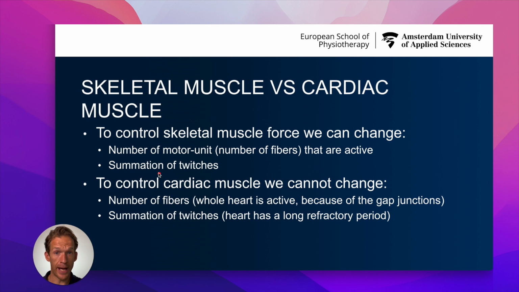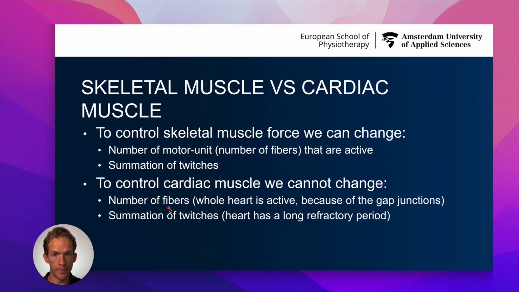The summation of twitches happens in skeletal muscle cells. So we always have this tetanic contraction that will push up the force output of a single cell more than after a single twitch. But in cardiac muscle cells, both mechanisms are not possible because the number of fibers that are active in the cardiac muscle is always 100%. Because you want this contraction, remember from the last video, to always start from the bottom up, so from the apex upwards, so the signal will actually spread from cell to cell, and the idea is that every single cardiac muscle cell is active in that particular sequence.